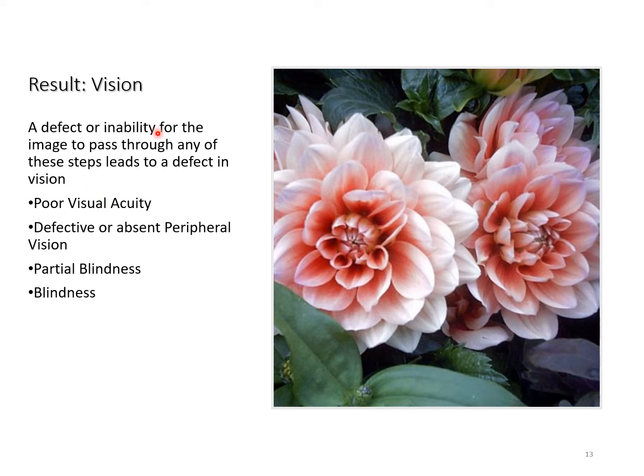So a defect or inability for the image to pass through any of these steps leads to a defect in vision, and that makes sense. So if you have issues with the lens, that's a problem, right? If you have too much intraocular pressure and your optic nerve is damaged, that can be an issue as well. Okay. So what are you going to have? Things like poor visual acuity, defective or absent peripheral vision, partial blindness, or actual blindness.